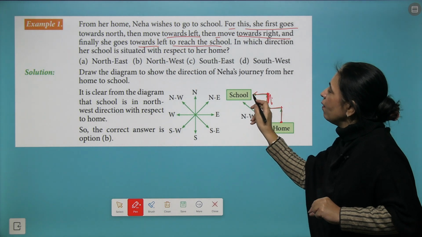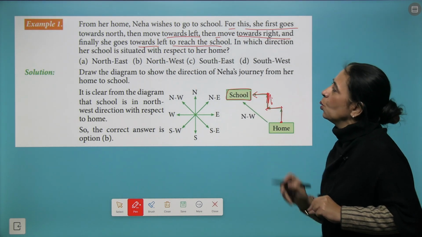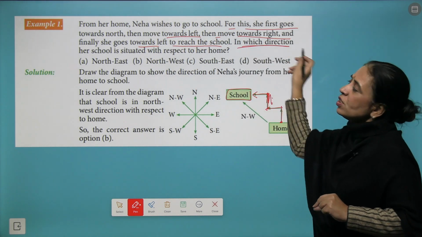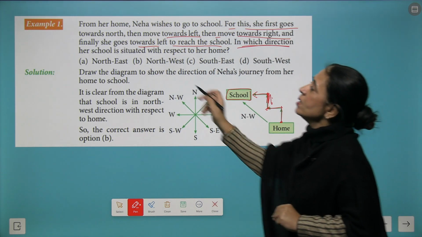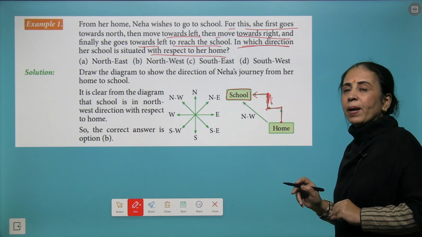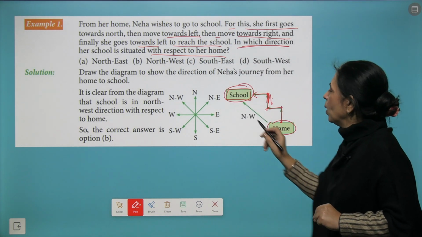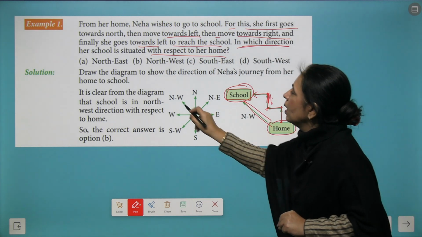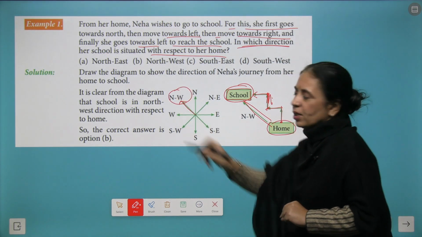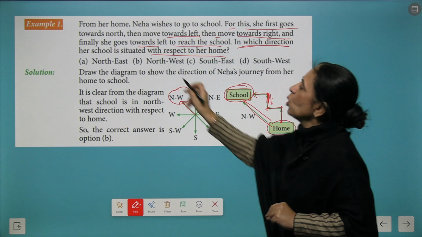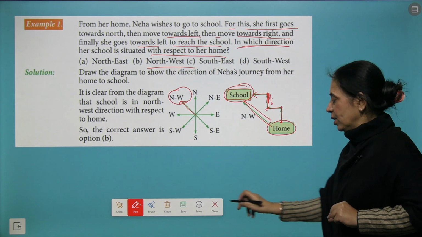From here, this is the left direction, and here comes the school. The question is, in which direction her school is situated with respect to her home. So this is her home and this is her school, and this shows the northwest direction. So we say the correct option is northwest direction.